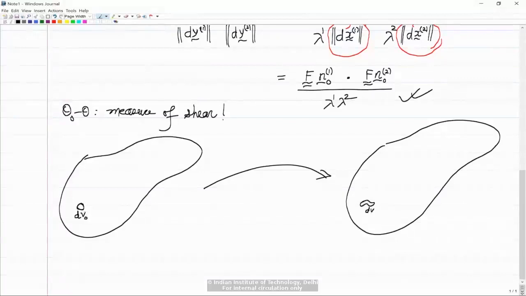And you can take this small volume anywhere in the body. So it could be, for example, here, and this may have deformed like this. So the next question that we want to tackle is how do we relate the two volume elements? It's called volume element. We started with line element, then we had two line elements, and now we have volume element. So anybody having idea how to do this?